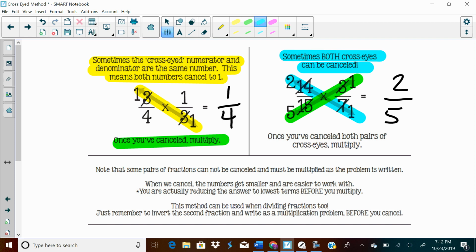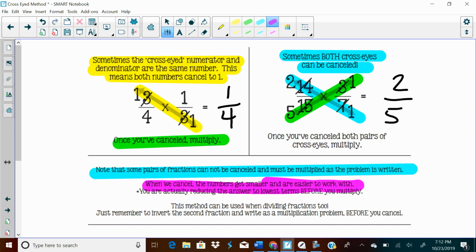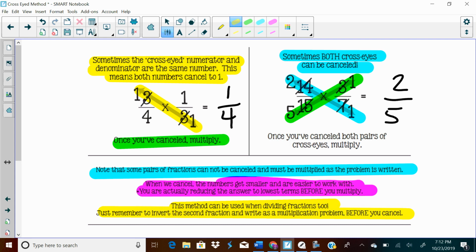So it says, note that some pairs of fractions cannot be canceled and must be multiplied as the problem is written. When we cancel, the numbers get smaller and are easiest to deal with. You're actually reducing the answer to lowest terms before you multiply. And it says this method can be used when dividing fractions too. Just remember to invert the second fraction and write it as multiplication before you cancel. So you can keep, change, flip, and then use this method.